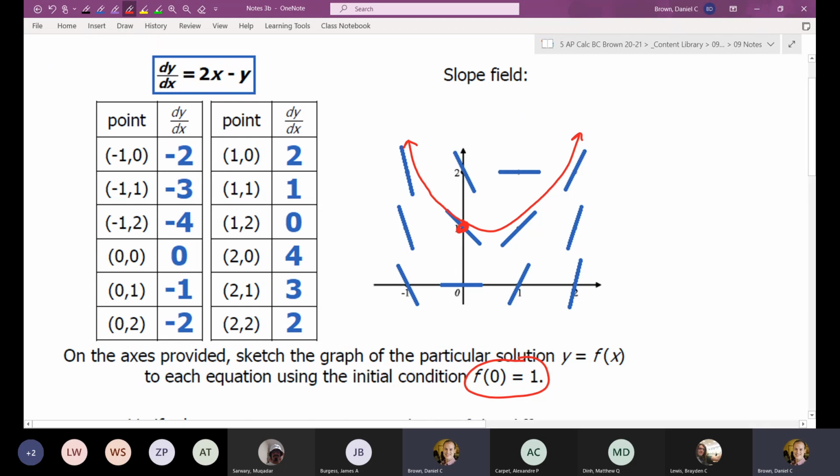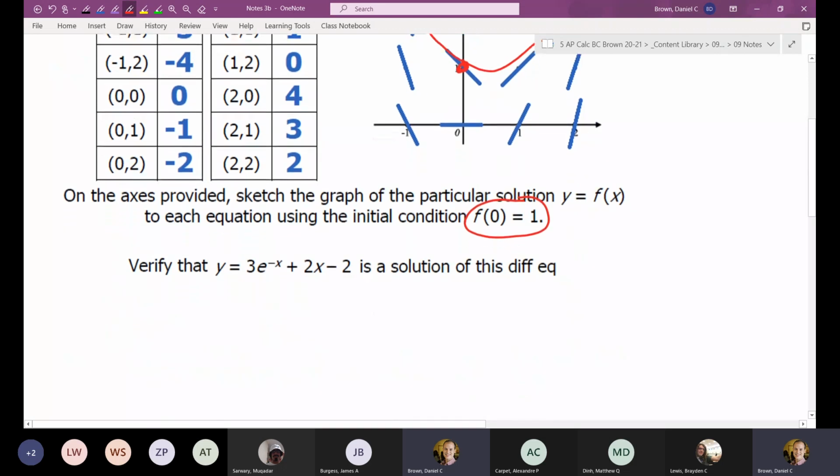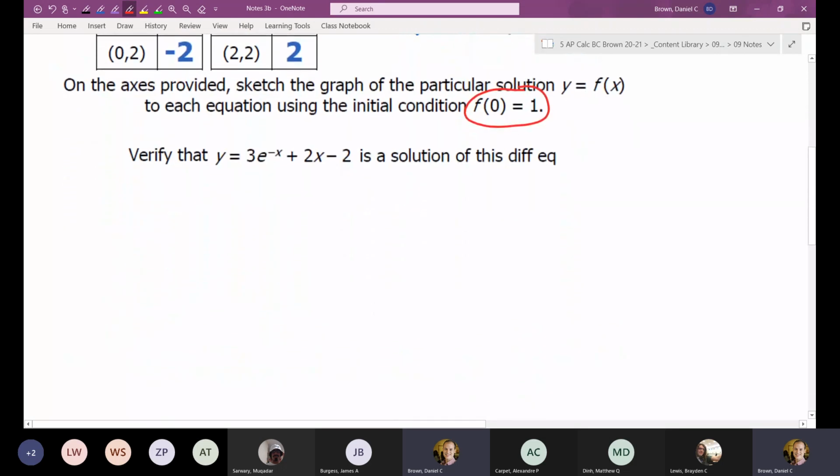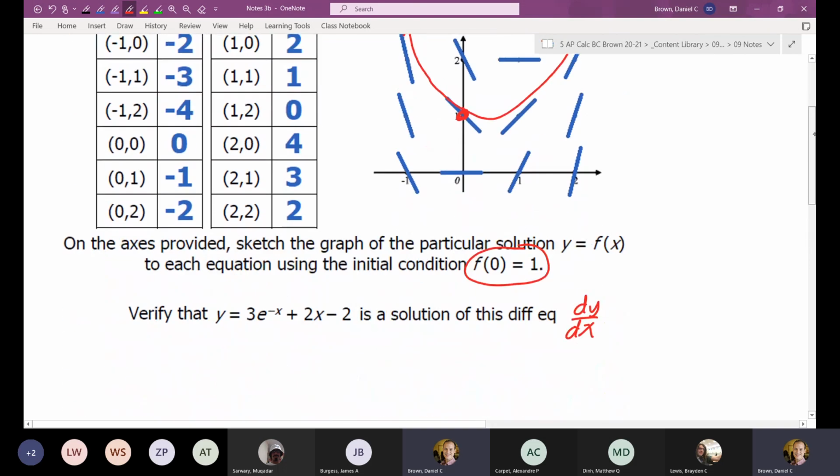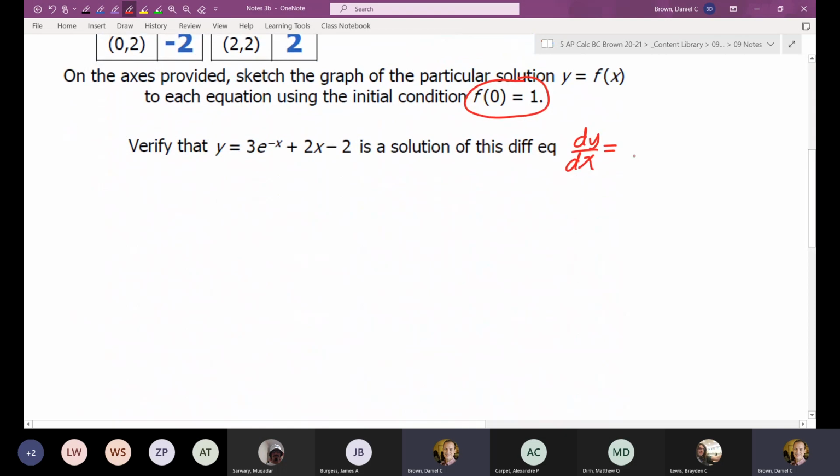So similar, this is one that we do not know how to solve, but let's kind of verify a solution. So I have verified that y is equal to 3e to the negative x plus 2x minus 2 is a solution to that differential equation. And again, that differential equation was 2x minus y. And so again, what that is basically asking us to do is it's telling us to verify. So we want to provide all of the steps kind of in between. We want to show that that function has a derivative of 2x minus y.